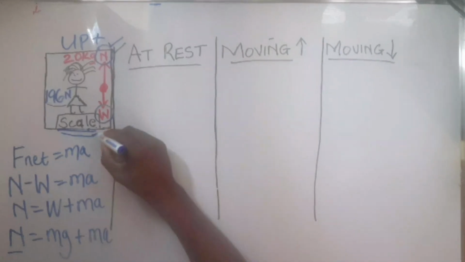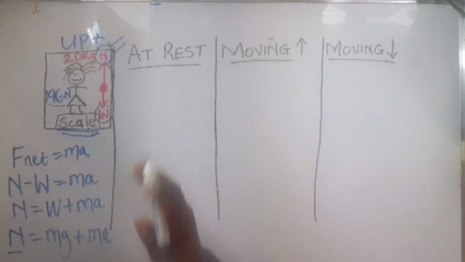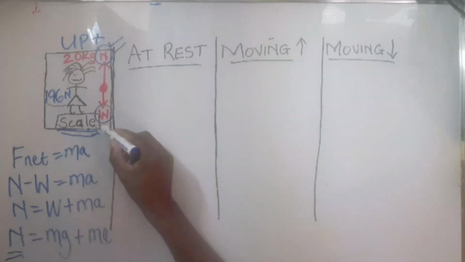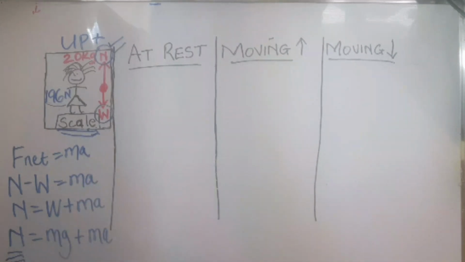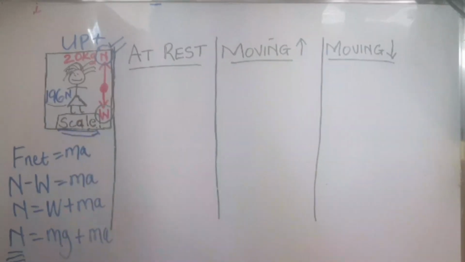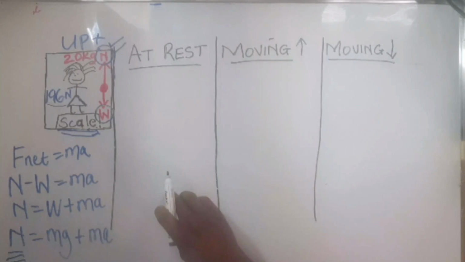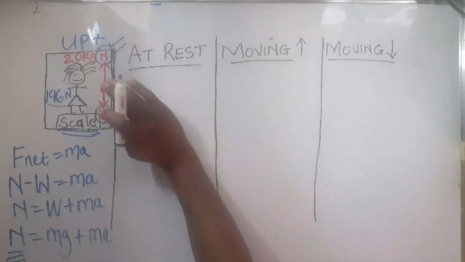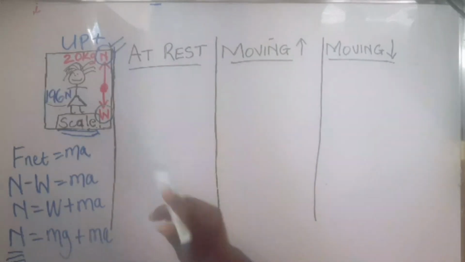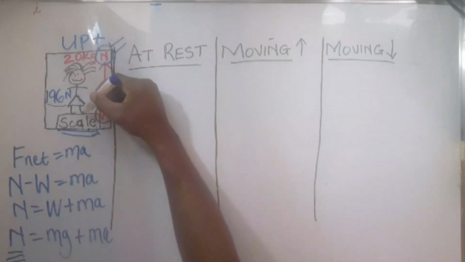So now we are going to look at three situations to determine the reading of the scale, which is the value of the normal force, regarding the girl on the scale. For situation number one, let's say that the lift is at rest. The lift is just stationary and the girl is standing in the lift.